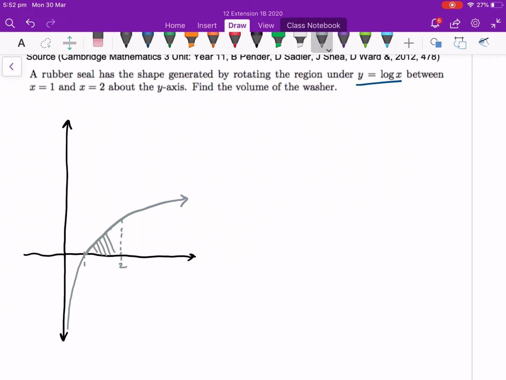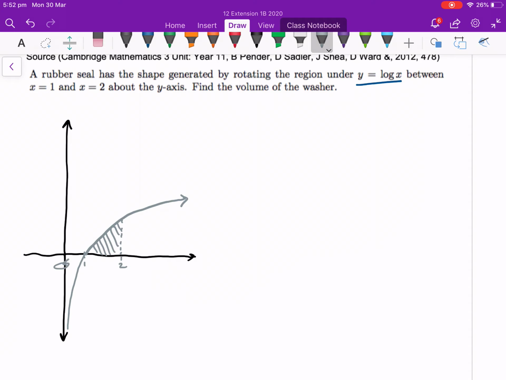Now, the issue we've got here is that this is being rotated about the y-axis. Okay, so it's been rotated that way. Now, the problem with this, though, is that it's asking for the region under the curve between x equals 1 and x equals 2. So it is the area that we've shaded in, but it's rotated around the y-axis.